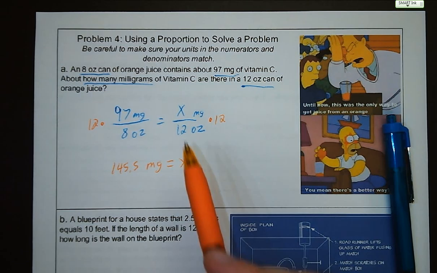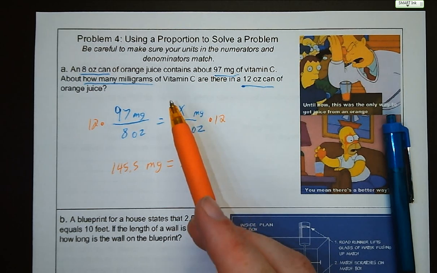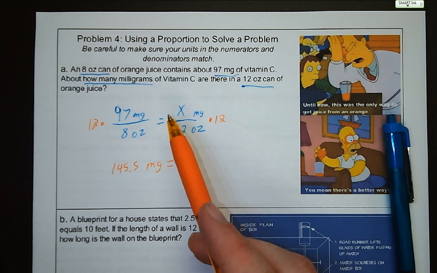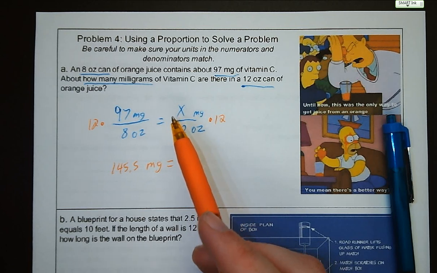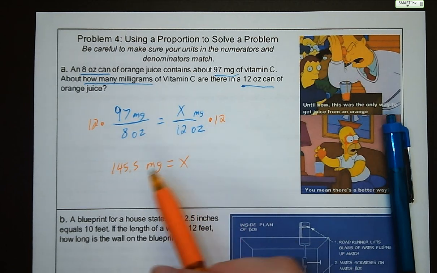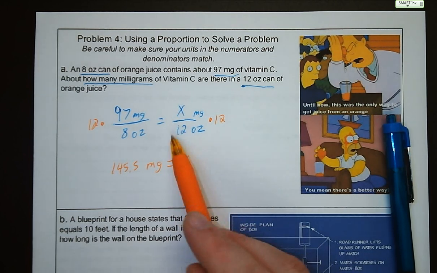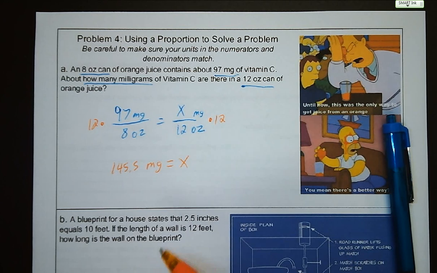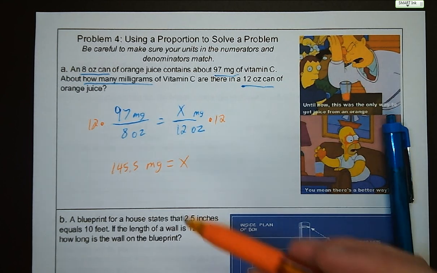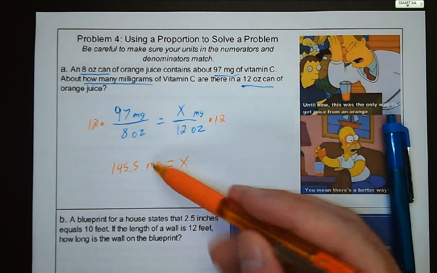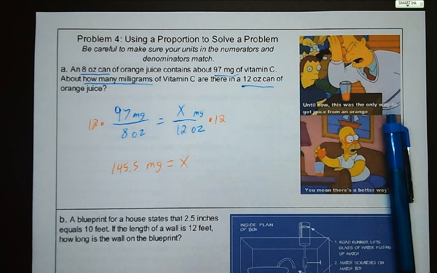Now you'll notice I was very deliberate about putting my variable in the numerator. Why did I do that? It saves me a step. I don't have to cross multiply if all I have to do is get this denominator to go away. I only have to multiply by 12. I mean, you could set it up ounces over milligrams. You could set it up as milligrams and milligrams and ounces. As long as you are being careful about the numerators and denominators matching one another, you can do that.